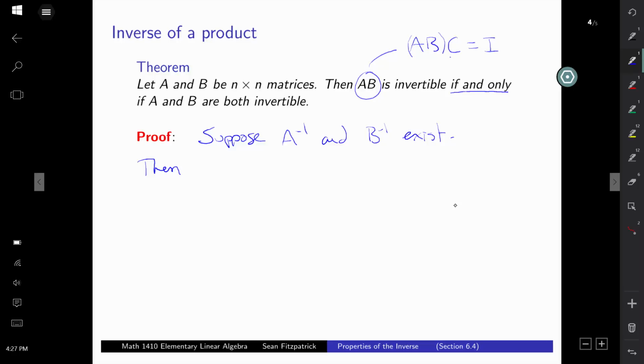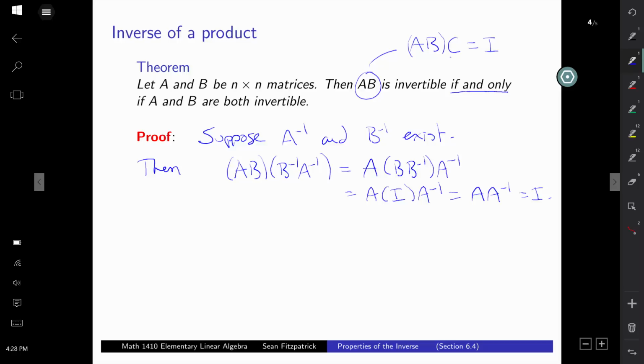All right, let me give you an example of such a C. Here it is. I'm going to let C equal B inverse times A inverse. Why does that work? It works because I'm allowed to move brackets. A times B times B inverse times A inverse. But B times B inverse is the identity. So I've got A times the identity times A inverse, but multiplying by the identity does nothing, so this is just A times A inverse, and A times A inverse is the identity.